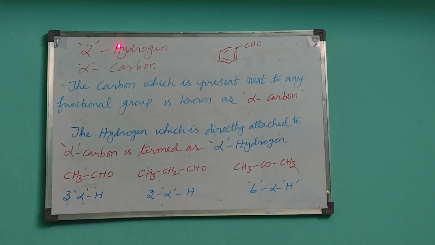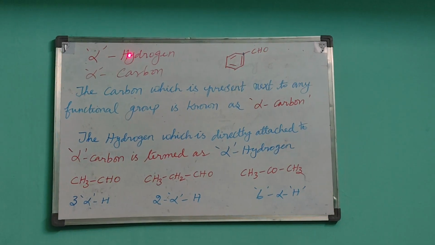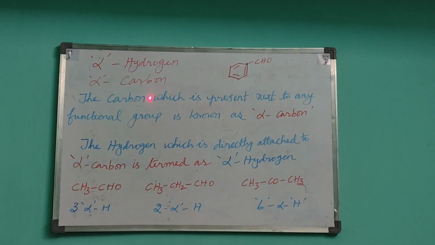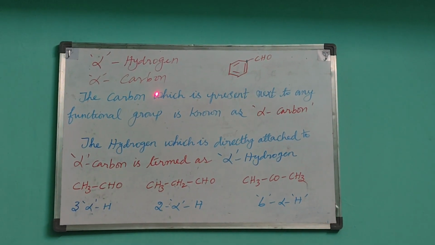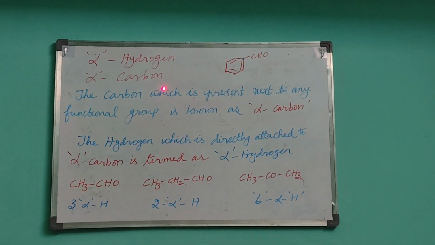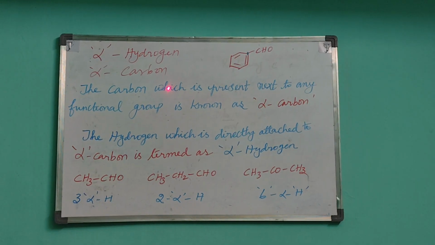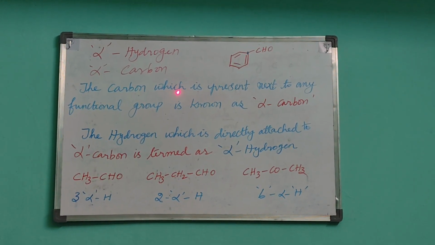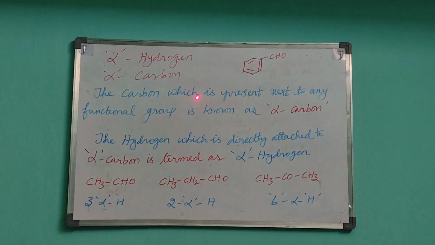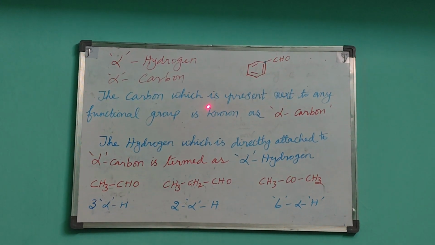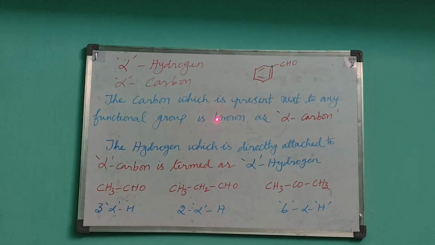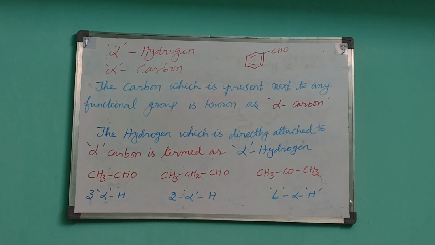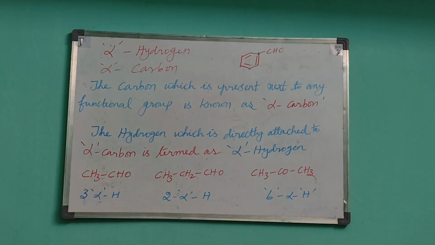Hello everyone, in this video we are going to discuss what is alpha hydrogen as well as alpha carbon. In the previous video we saw the Cannizzaro reaction. In the Cannizzaro reaction, the substrate we use is an aldehyde, especially a compound which does not contain alpha hydrogen. So in this video I will explain what is alpha hydrogen.